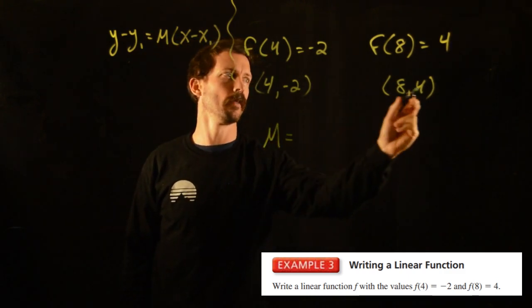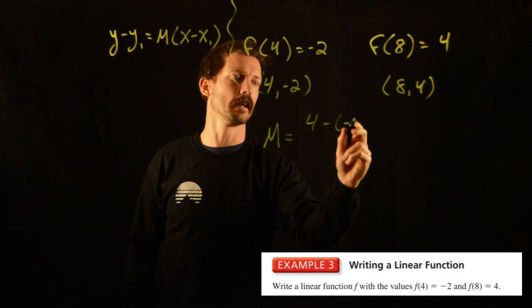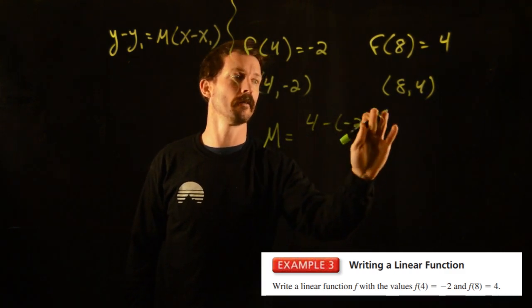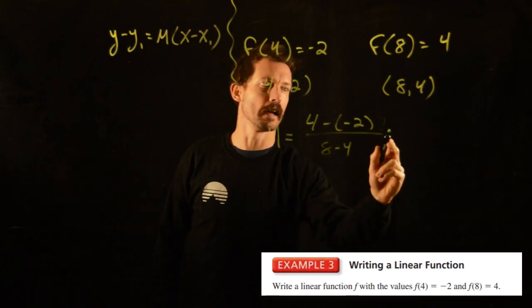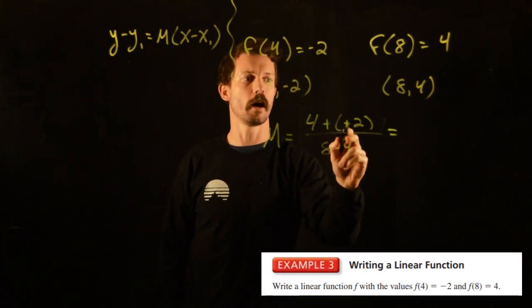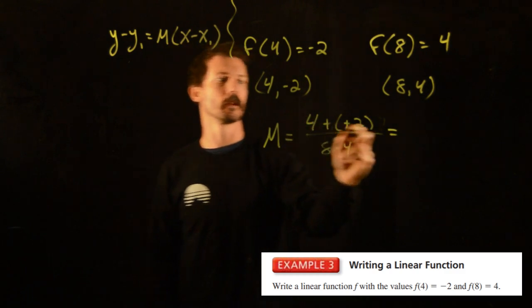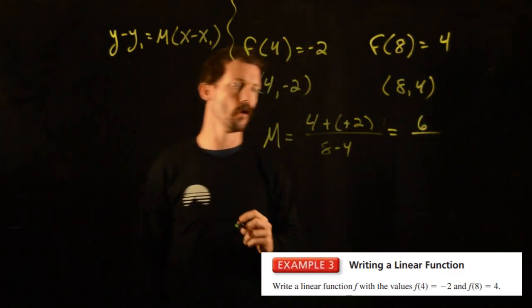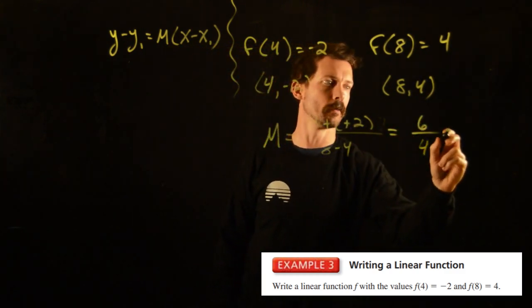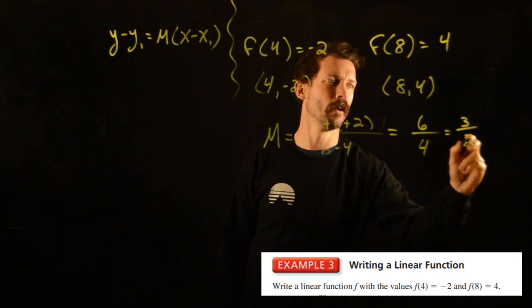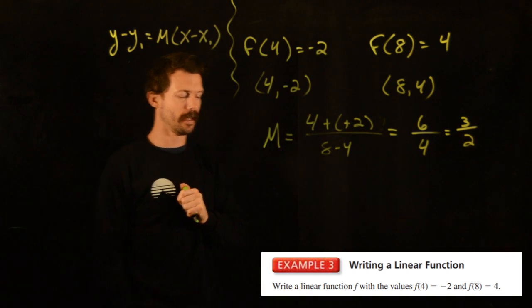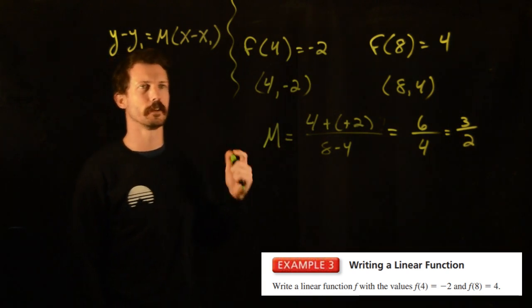So I'm going to do 4 minus negative 2, just using the slope formula again, and then 8 minus 4. Add the opposite, flip, flip. This is going to be 6 over 4. Simplifies: 2 goes into 6 3 times and 2 goes into 4 twice. So I have 3 halves, or 1 1/2. I'll just leave it as 3 halves though.